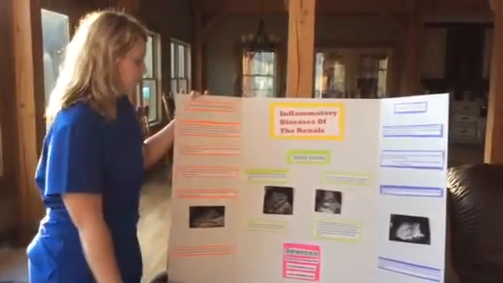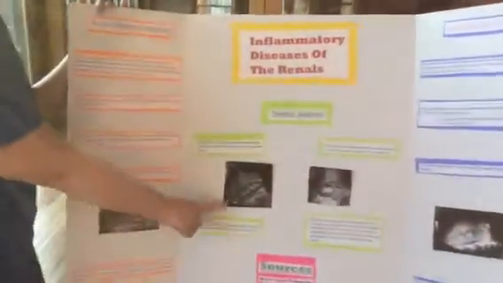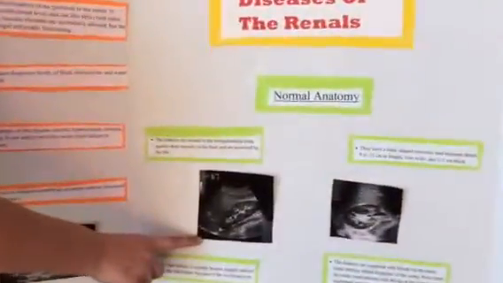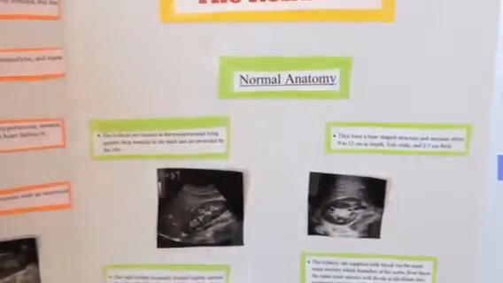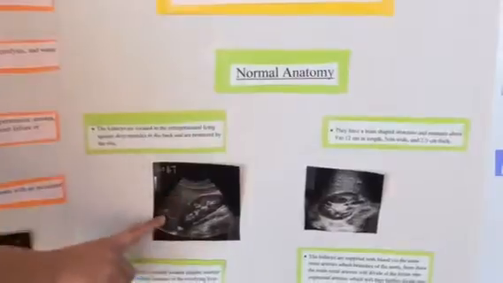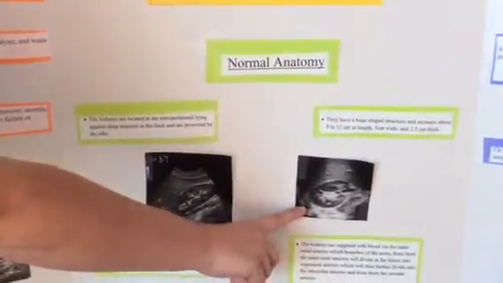And I included two normal ultrasound images of the kidneys. This one is in the longitudinal plane, and you can really tell the bean-shaped structure right here and the overlying liver, so we know that that is the right kidney. And here's a transverse image of the kidney.